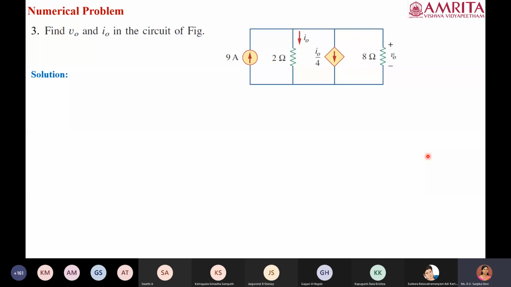So for the circuit which is given, we have to find what is V0 and what is I0. So far we have learned KVL and KCL, and we are trying to apply KVL and KCL to these numericals to solve for the given values. Okay.